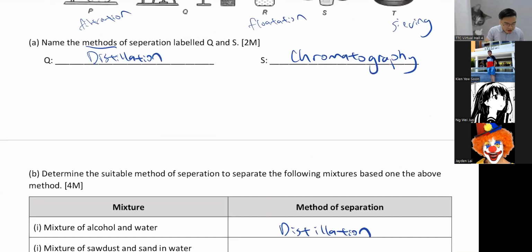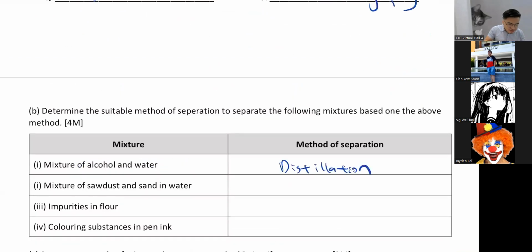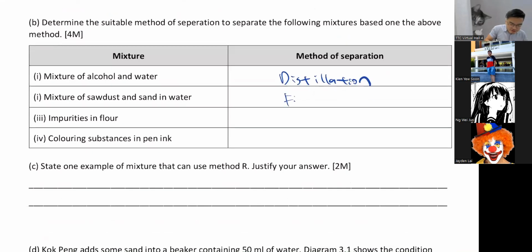Anyway, sawdust and sand in water. How do you separate the sand and sawdust away? Which is the best method? You want to get rid of the solid, right? Then you have to use filtration. This is how you filter away the sawdust and the sand. So this is filtration.